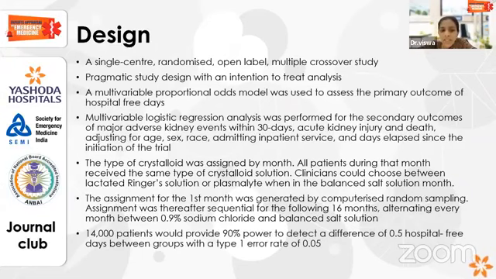Multivariable logistic regression analysis was performed for the secondary outcome of major adverse kidney events within 30 days, which included AKI or renal replacement therapy requirement, adjusting for age, sex, race, admitting service, and days associated with the trial.